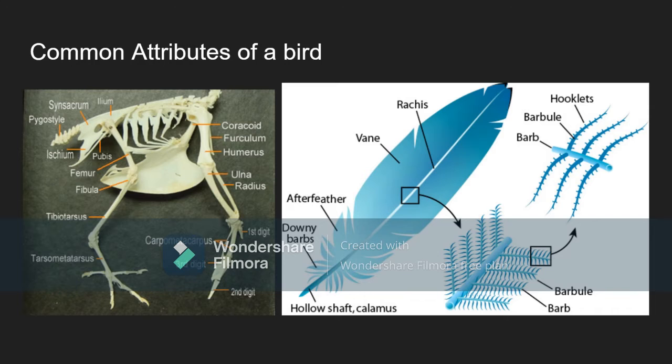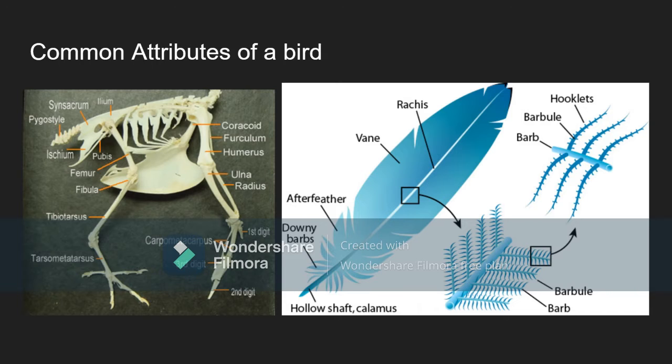A penguin is a bird, and a bird has many common attributes. And some of them don't appear in penguins, which is actually the reason why they cannot fly. First of all, a common feature is their feathers. All birds have feathers, and there are three types of feathers. There are down feathers, contour feathers, and flight feathers.